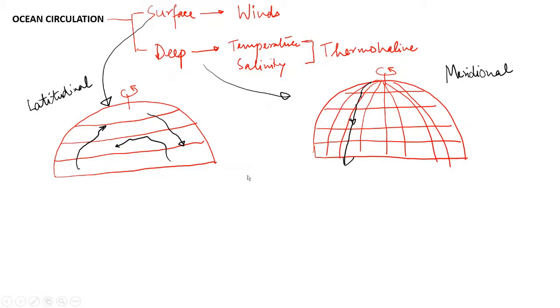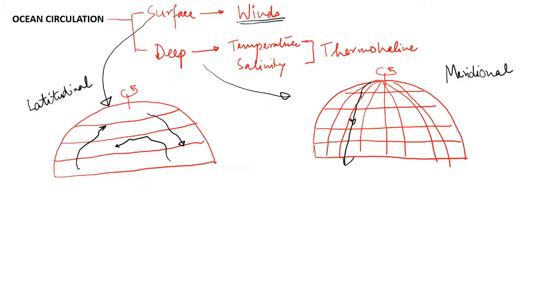So today we will be talking about the surface ocean circulation. We came to know that wind circulation is very important for the surface ocean circulation or surface ocean currents. So before going to the surface ocean circulation part, you must be well aware of the wind circulation pattern.